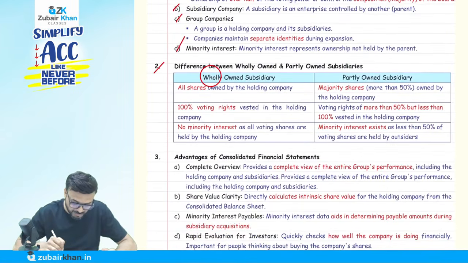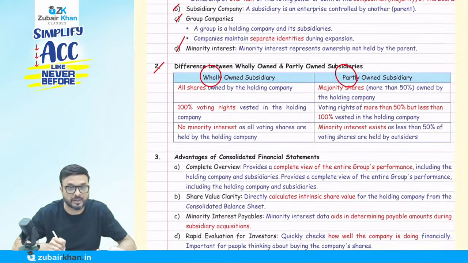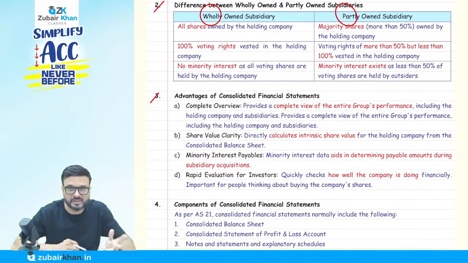The difference between a wholly owned subsidiary means 100% of shares are held by the holding company. Partly owned means not 100%, like in our example, it is 75. That's a partly owned subsidiary. Advantages of consolidated financial statements, no need to read it here.